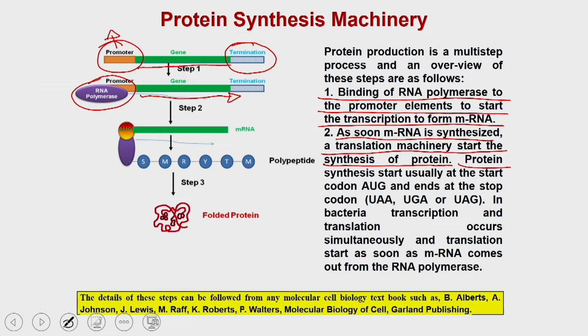Protein synthesis usually starts from a start codon, which is mostly AUG, and then it ends at the stop codon, which is called UAA, UGA or UAG. In bacteria, or the prokaryotic system, the transcription and the translation occur simultaneously, whereas in the case of the eukaryotic system the transcription occurs inside the nucleus, and then this messenger RNA is transported outside into the cytosol, where the ribosome machinery binds to this particular messenger RNA and synthesizes the protein.